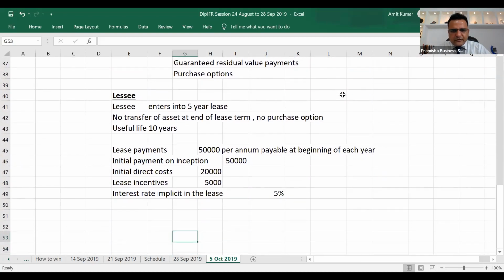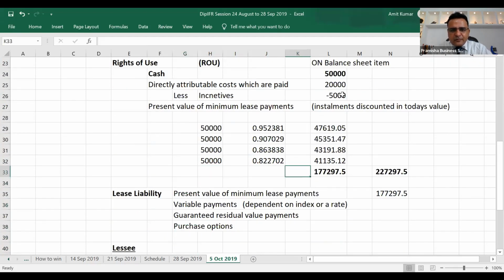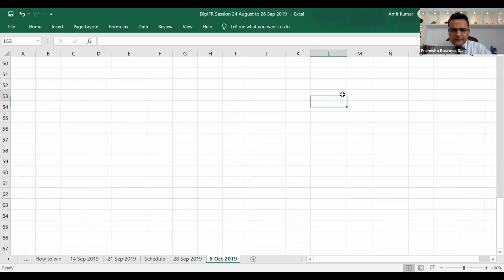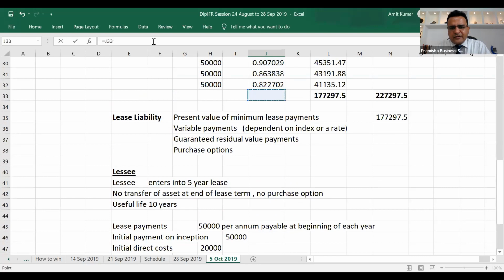So if I calculate, what is the value of the right of use in total? Present value of minimum lease payments plus 50 plus 20 minus 5. Right of use asset. Lease liability will be equivalent to this amount, which will be forming part of the balance sheet, 177,297.